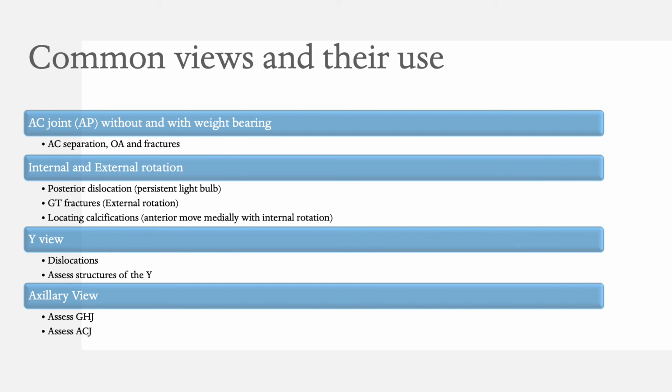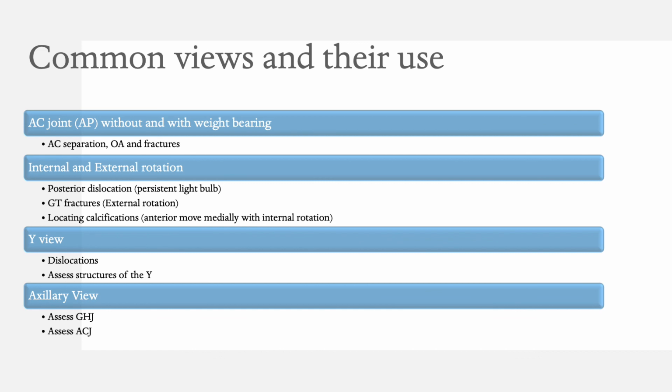So for the AC joint, remember a straight AP view, which you may sometimes need weight bearing with if you're concerned about a grade 1 acromioclavicular joint injury. The internal and external rotation views are extremely useful in identifying posterior dislocations, where you'll look for the persistent light bulb sign. Greater tuberosity fractures are identified best on external rotation views, and this is probably the most important finding and most common fracture that you will see. Usually nothing is done to treat them, but it's important to give the patient a cause for their pain and know why they will have pain for a longer period of time.